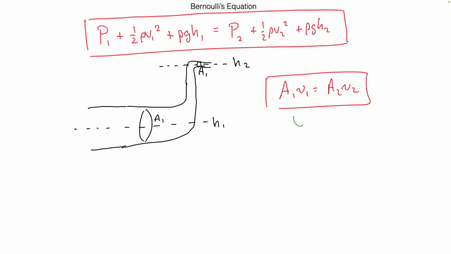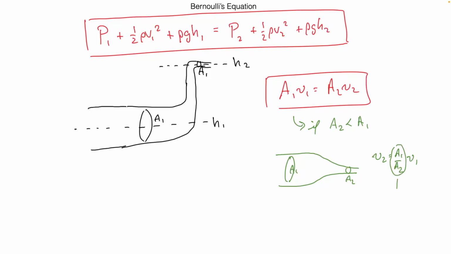According to the equation of continuity, if area 2 is smaller than area 1, in other words, we've got a pipe that starts big and constricts, so here's area 1, here's area 2. If I solve for V2, that's going to be area 1 over area 2 times the velocity in 1. What kind of number is this ratio if area 1 is bigger than area 2? It's a big number, bigger than 1, which means that velocity 2 is going to be what?